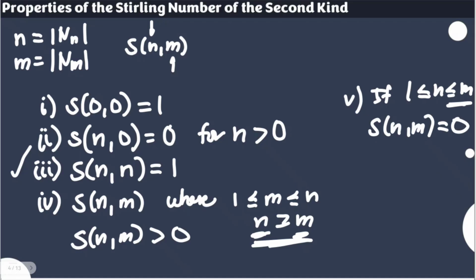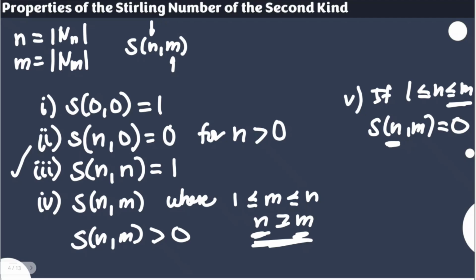The reason for that is, if we're going to distribute n objects into m identical boxes, but the boxes are more than the objects, some of those boxes will be empty. And according to the Stirling number of the second kind, the idea there is no box should be empty. But since some of them will be empty, it will not actually be possible.